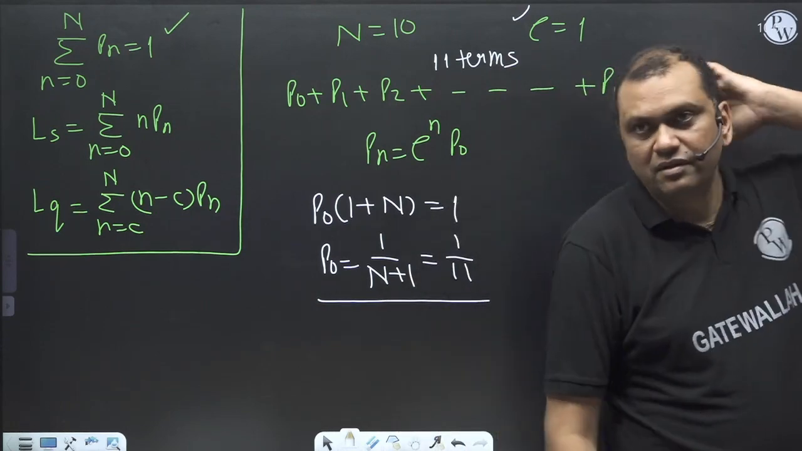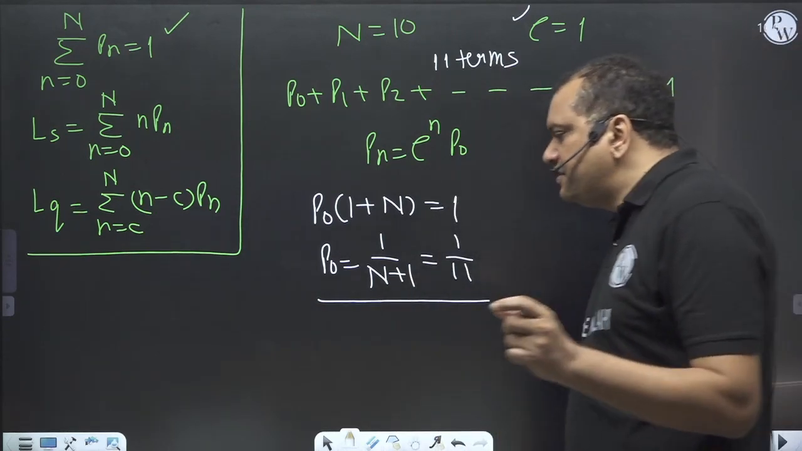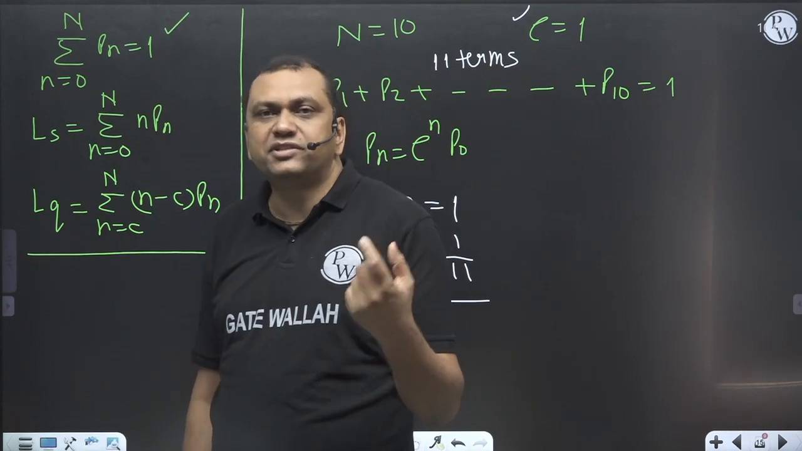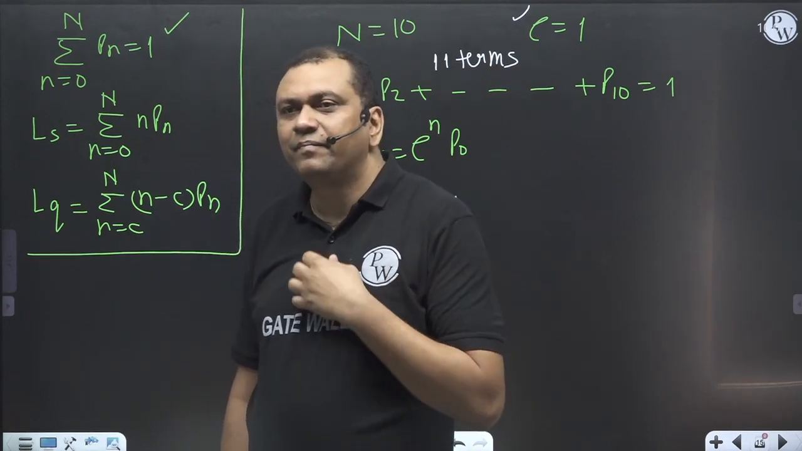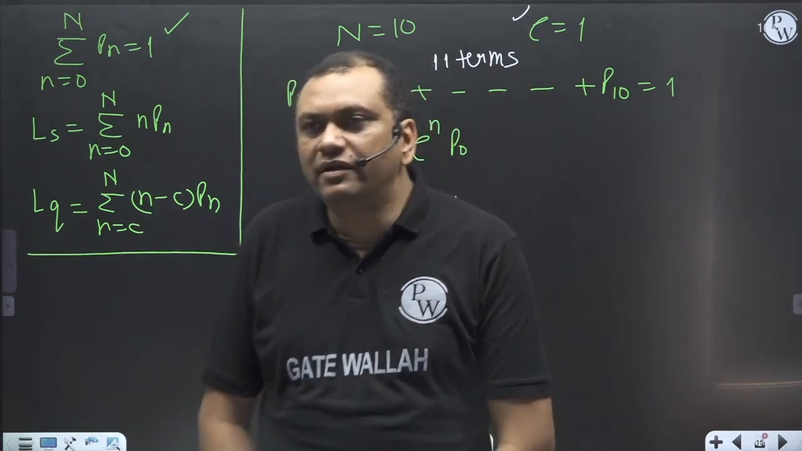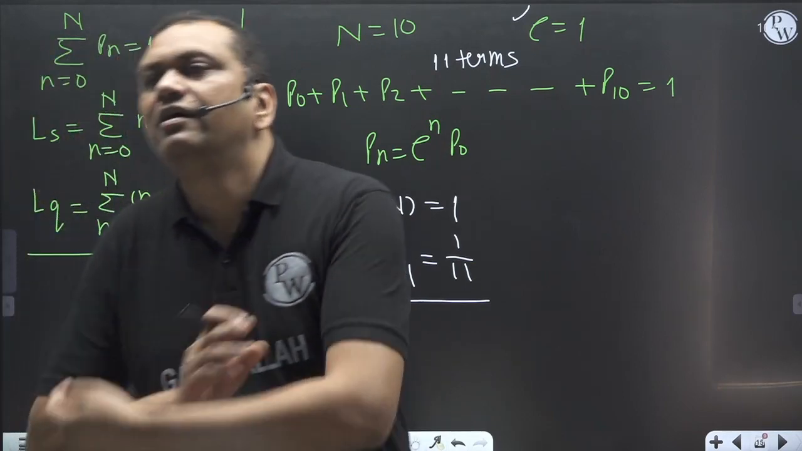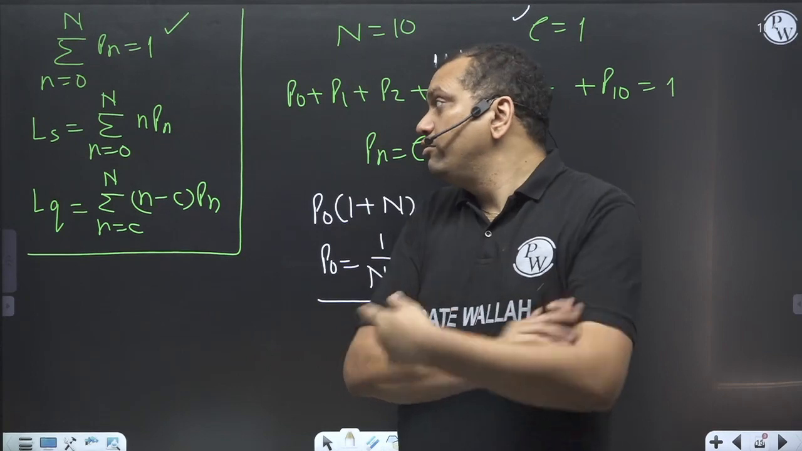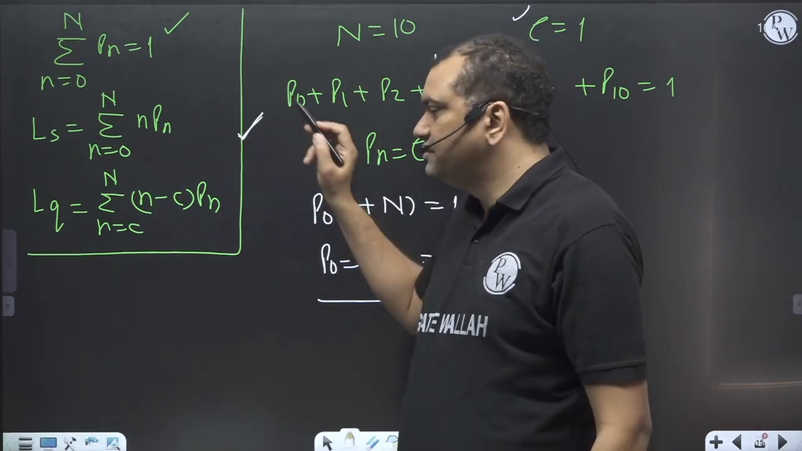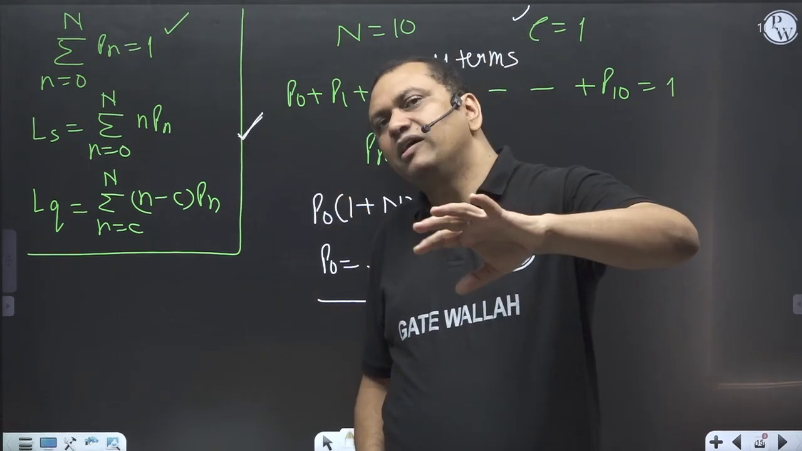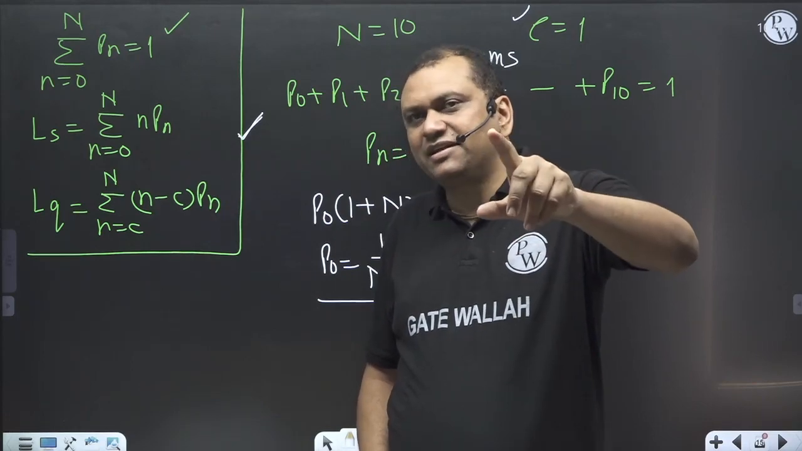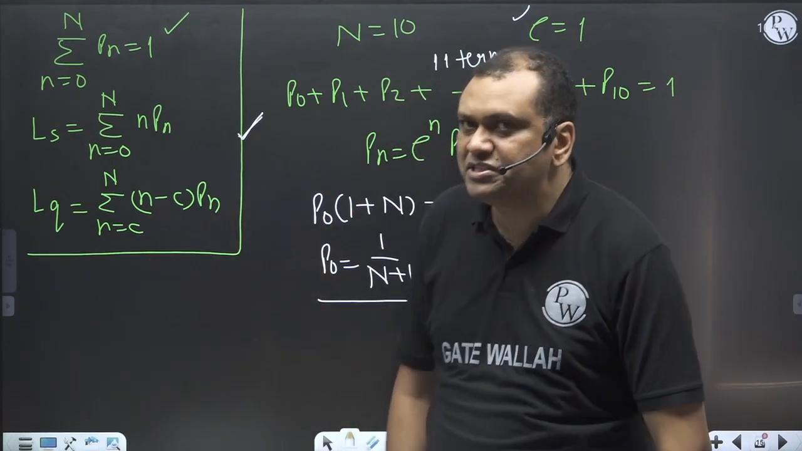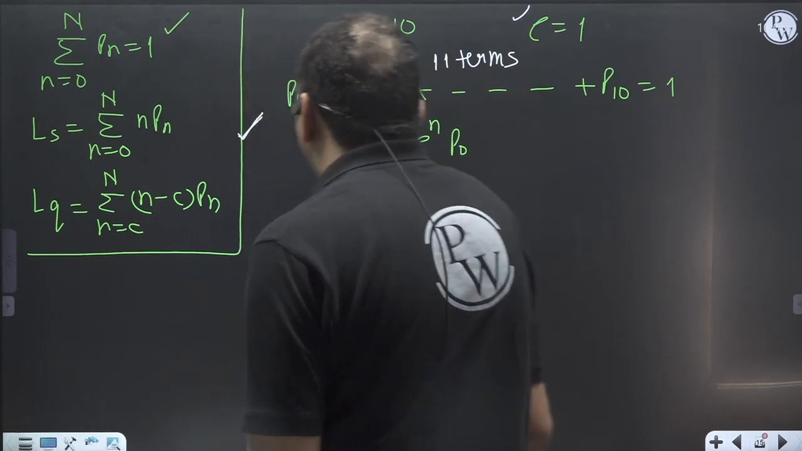So if there is a question on systems of finite length, we will go to these basic formulas. Replace infinite by N, where N is the system size. And then we will go by the first principle.